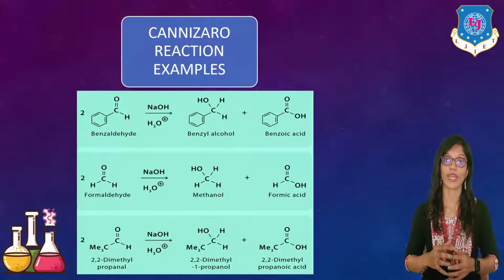Now let's move ahead to the next example. Our next example is formaldehyde. What we will do here is take two parts of formaldehyde, which is HCHO.